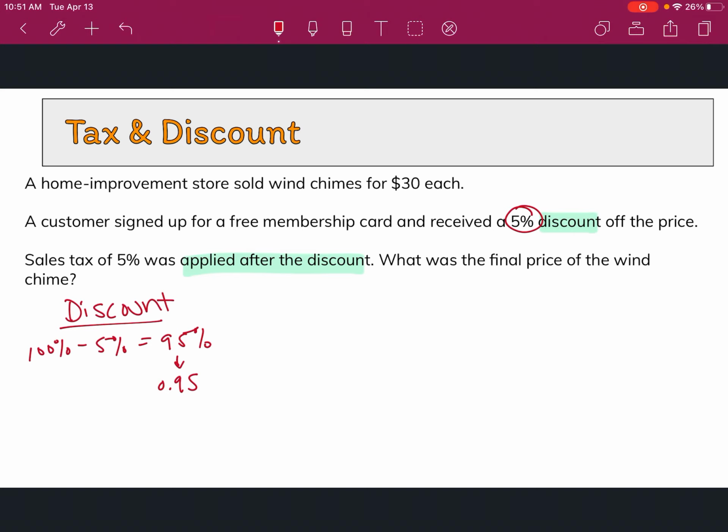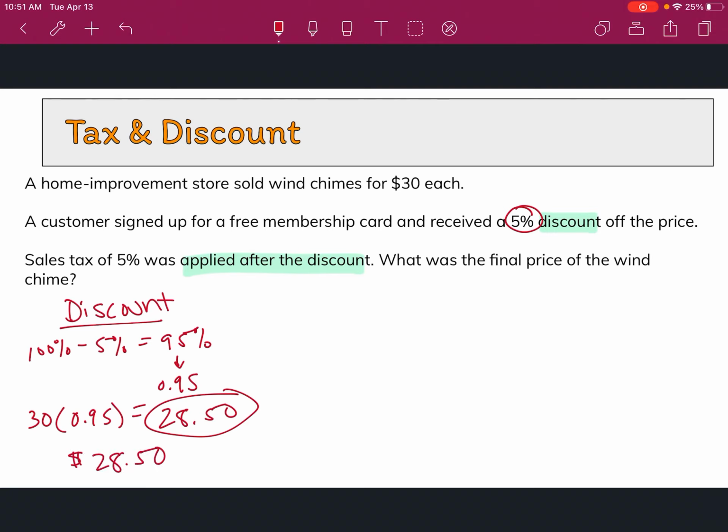95% as a decimal is 0.95. So I can take my original price and multiply it by that 95% that I'm paying. And I get $28.50. And if you had originally multiplied by 5% instead and subtracted, you would have got the same answer. So that's how much money we're paying with the discount.